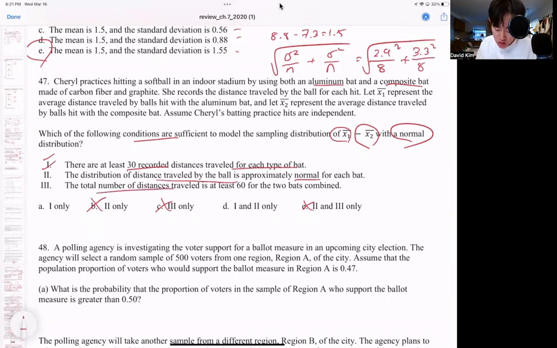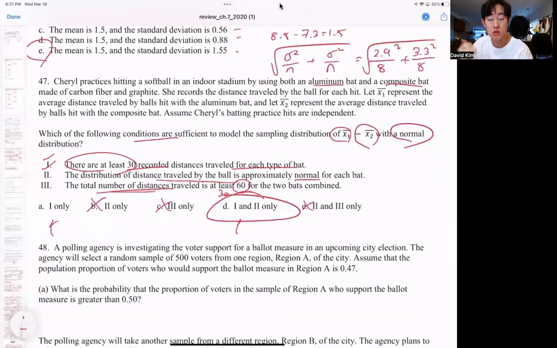Total number of distances traveled is at least 60 for the two bats combined. I see. So here, the number of distances, they don't need to be at least 60. They need to be at least 30, like Roman numeral 1 said. So the correct answer here should be D. And by the way, you're really down to A and D. So since 1 and 2 both check, you're just going to circle D and move on.